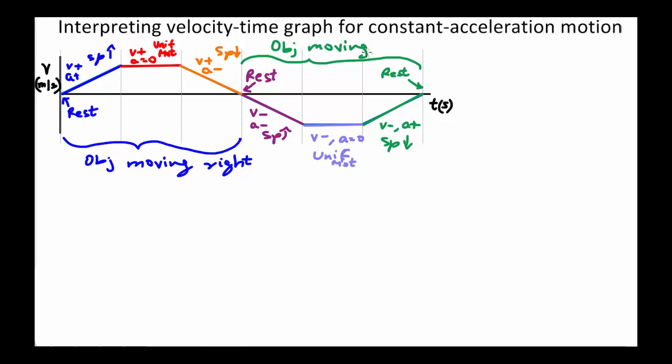moving left. And if we look at it more closely, segment by segment, the object is starting from rest, speeding up, moving to the right. Once it reaches its objective speed, it goes on cruise control and maintains that speed for a period of time. And then it starts to slow down, coming to a stop momentarily, turning around, moving to the left, speeding up, going on cruise control, slowing down, back to a stop.